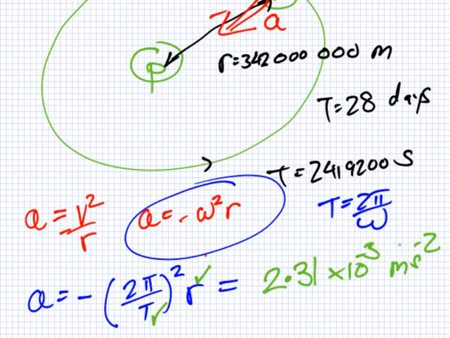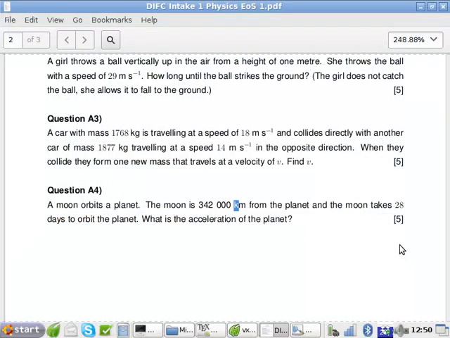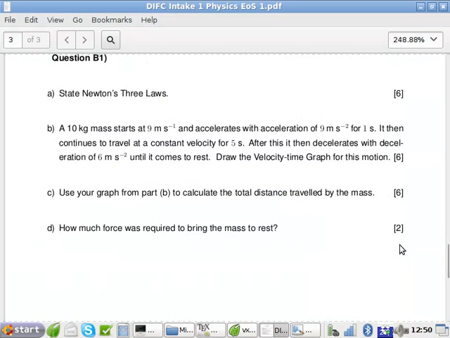Okay. Section B. Section B was very easy. It was quite easy. A lot of people though had trouble expressing Newton's three laws. So what is the first law? Newton's first law is inertia. Give it to me in a sentence. The tendency of an object to remain in motion or remain at rest unless acted on by an external force. That's the first one.